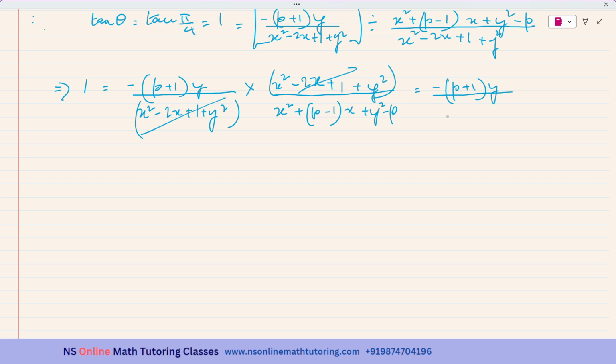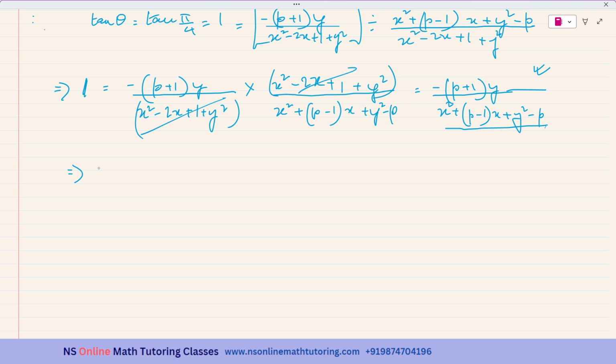It is x square plus p minus 1 x plus y square minus p. Okay. So now I can cross multiply, or I can simply multiply both sides of the equal to sign. On the left side, I'm having 1, and the right side, I'm having this expression. So I can multiply the entire equation by this denominator.